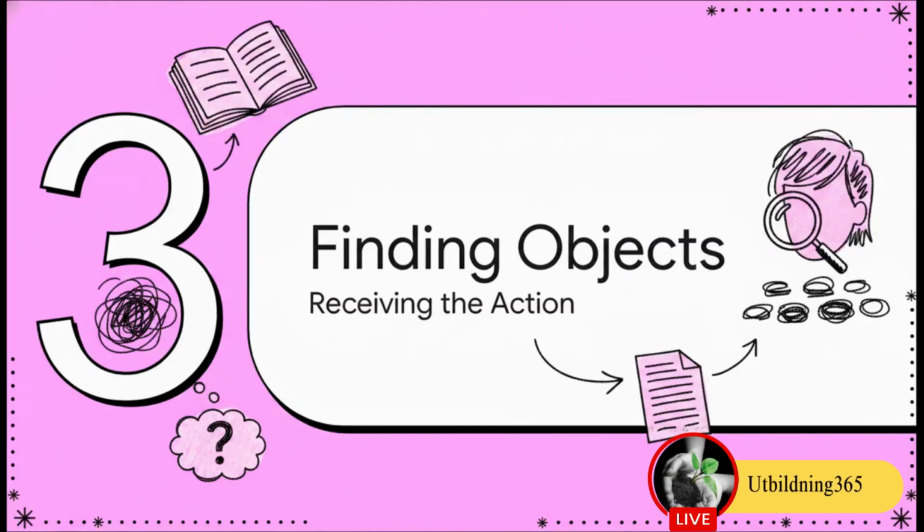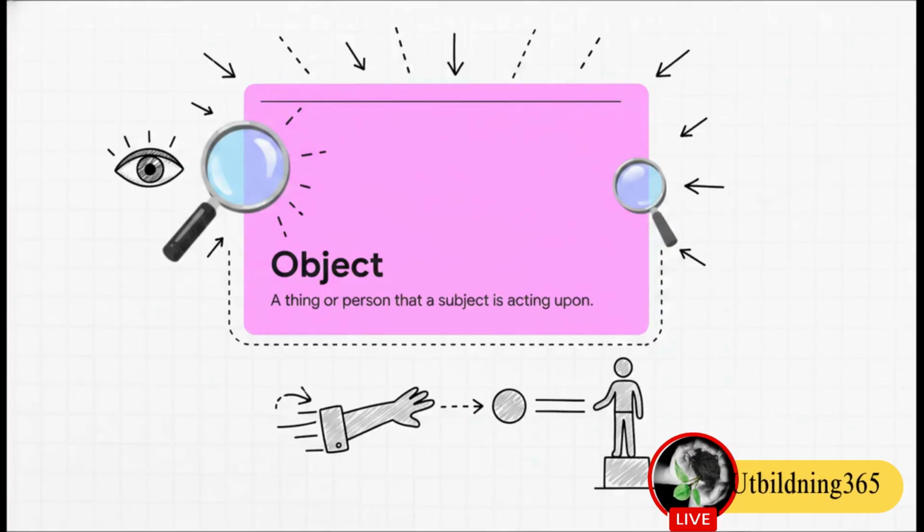Okay, so we know who is doing something and what they're doing. But that kind of leads to another question. Maria is reading what exactly? What is on the receiving end of that action? And that what? Well, that's our next element, the object. The object is the thing or the person that the subject is acting directly on. It's the target of the verb.